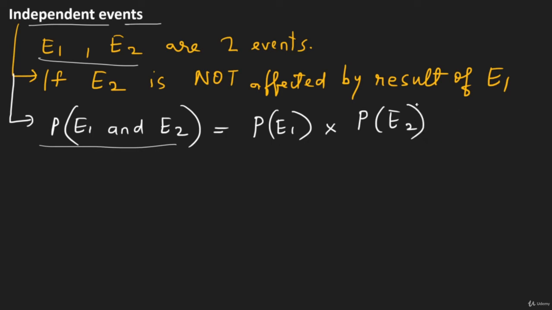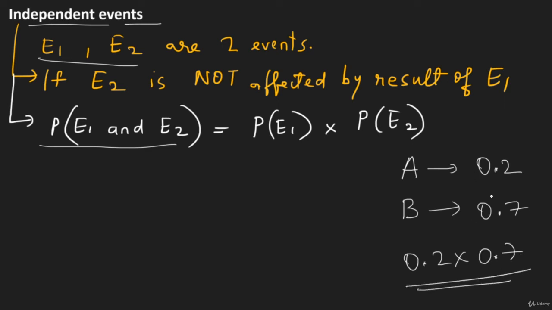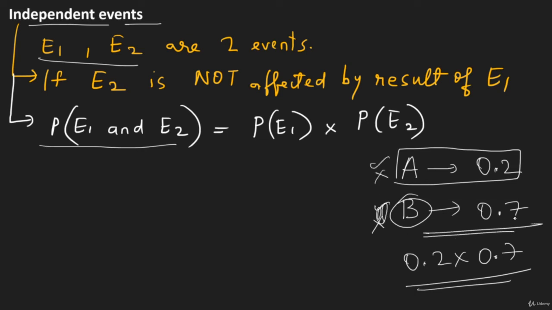Let's take an example. Say you have two people who are trying to shoot birds. Now, the probability that person A shoots a duck is 0.2, and the probability that person B shoots a duck is 0.7. Now, the probability that A and B will shoot a duck will be 0.2 times 0.7, because these two events are independent. That is, it does not matter whether B succeeds or not, the probability of A shooting is still 0.2. Similarly, whether A succeeds or not, the probability of B will still be 0.7.